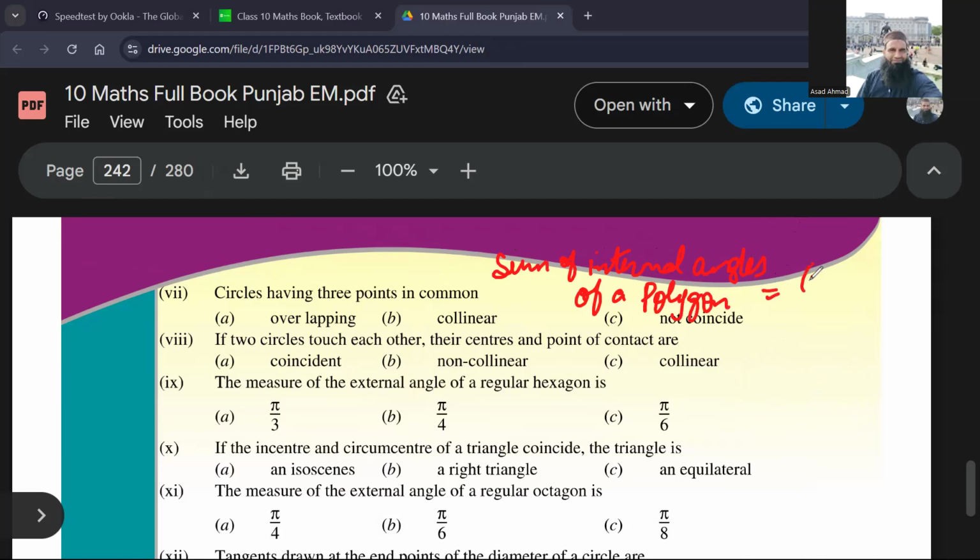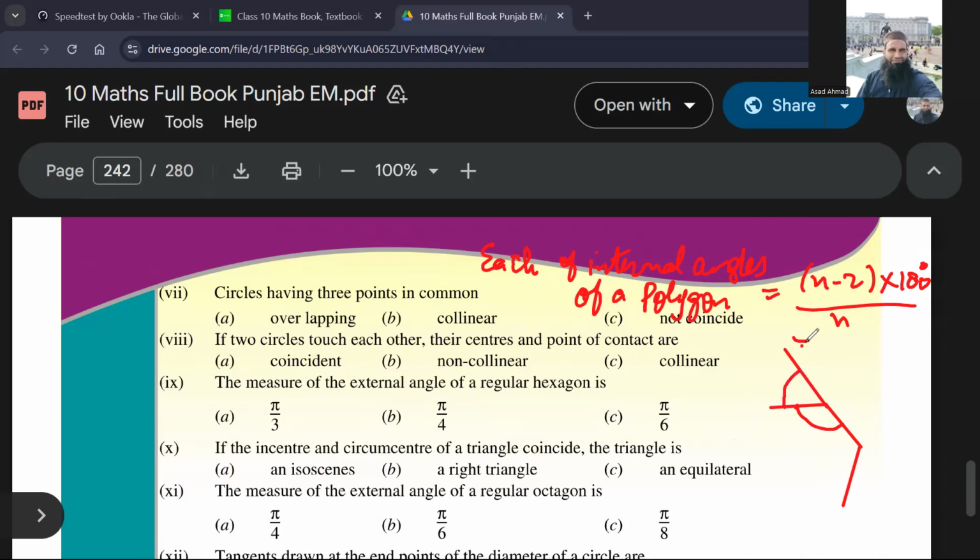It is n minus 2 into 180, previous classes' formula. If you divide this sum with n, then each internal angle comes. Now one more thing, you have to remember that for the case of external angles, we need to find first internal angle. Once the internal angle of the diagram is calculated, then by subtracting it from 180, we can get the answer.